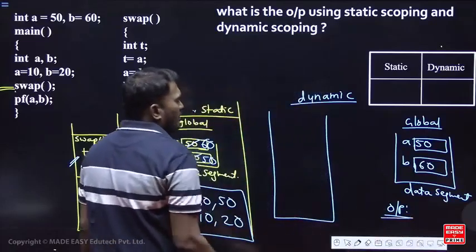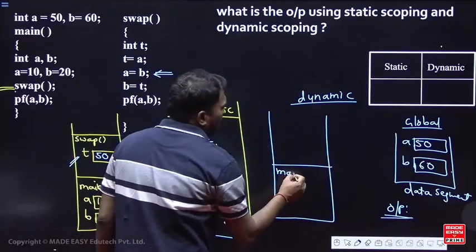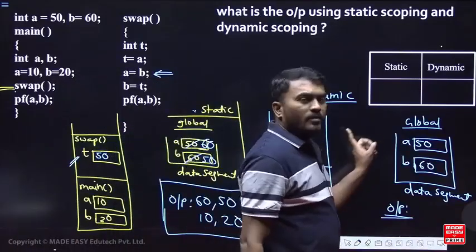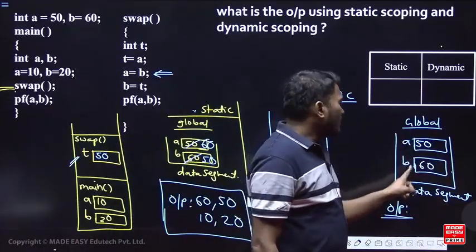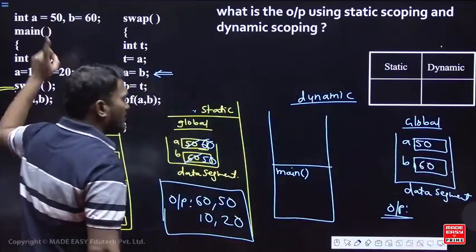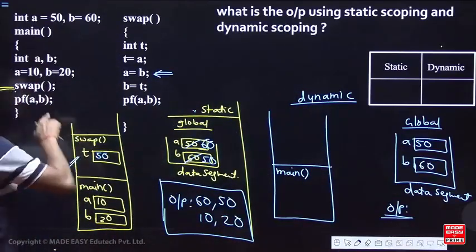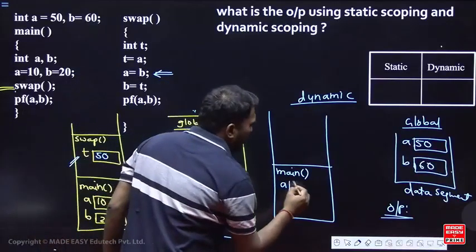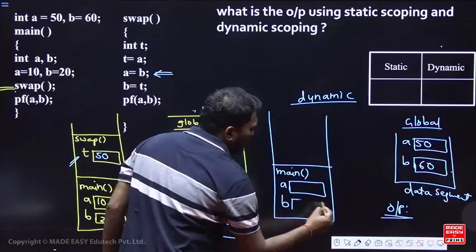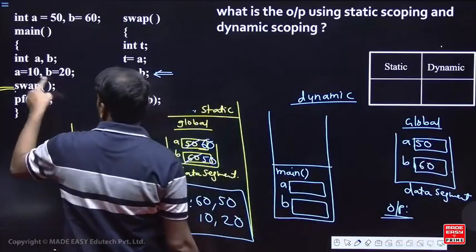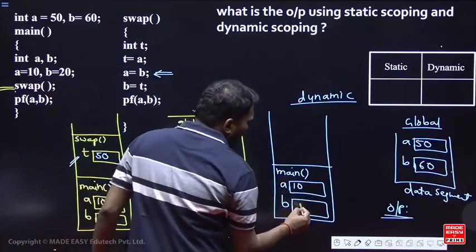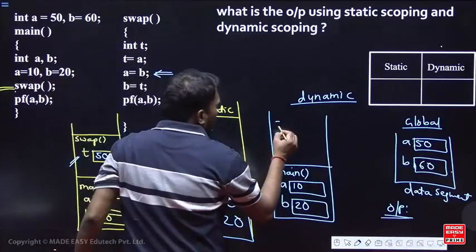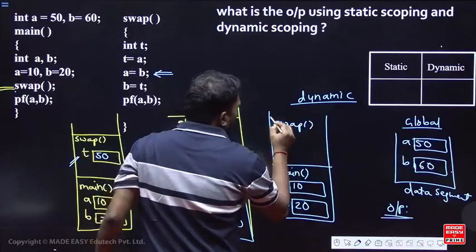Listen carefully. First the main function will be pushed into the stack. First memory is allocated for the global variables a equal to 50, b equal to 60. That is given to you already, right? And next I am pushing the main function in the stack. In the main function integer a comma b declaration is there. So डब्बा बनाओ. Declaration है तो मेमोरी एलोकेट होगा. ओके, डब्बा बनाया. Next a equal to 10, b equal to 20. So a value 10 here, b value 20. Next you are calling the swap function. Swap function will be pushed into the stack.